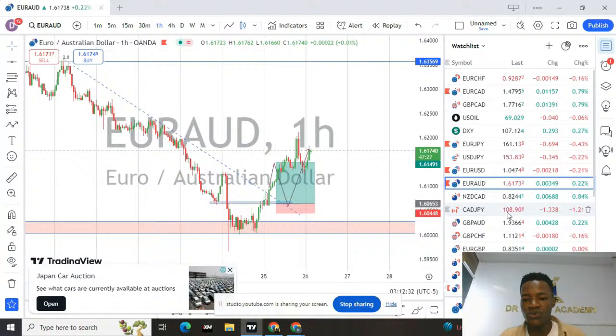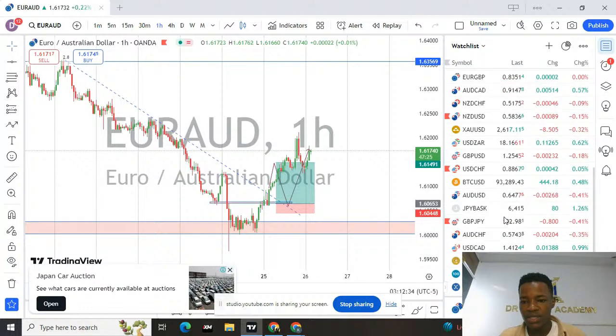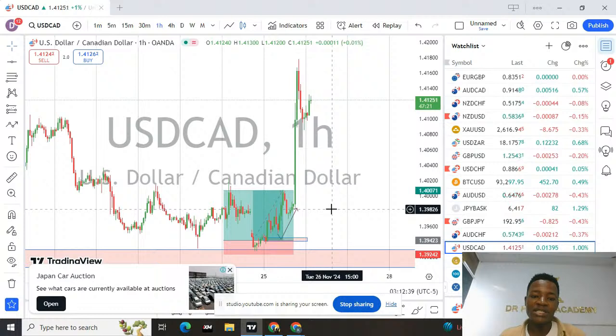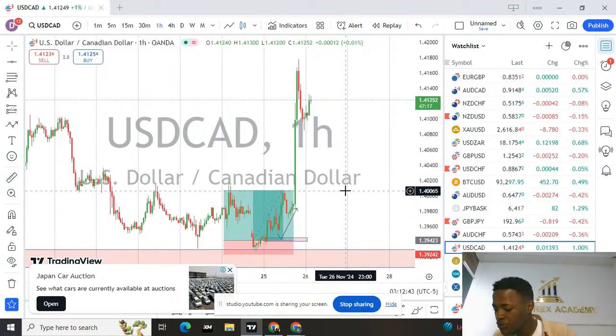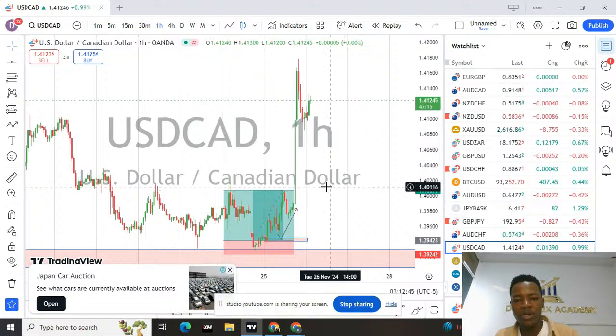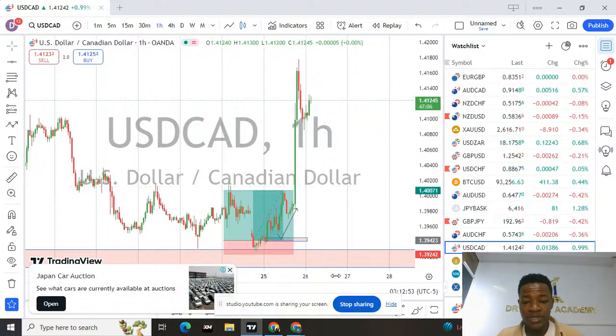Another pair we had was USD CAD. USD CAD even surpassed our target. We were looking forward to more buys on USD CAD. How many people took USD CAD? Because this was the setup. And did we have any fundamental? Because this is a very impulsive movement on 1 hour on USD CAD. Did you have any fundamentals? So who took USD CAD? Let me see how many pips.